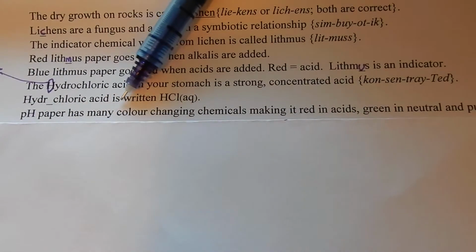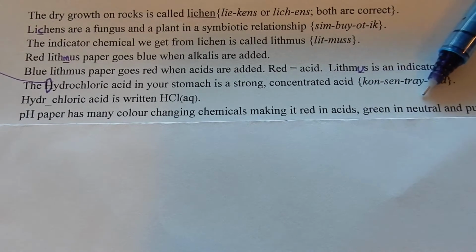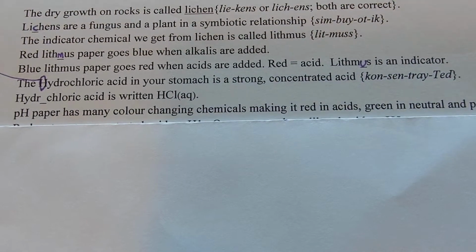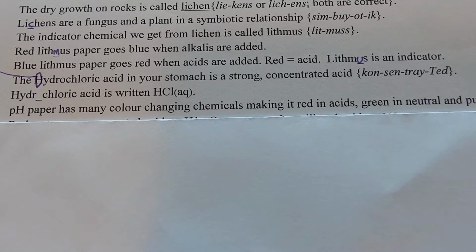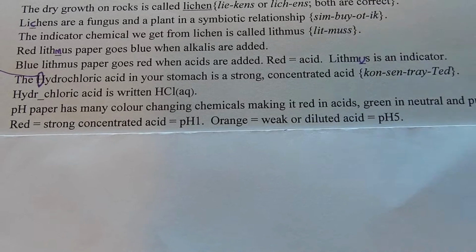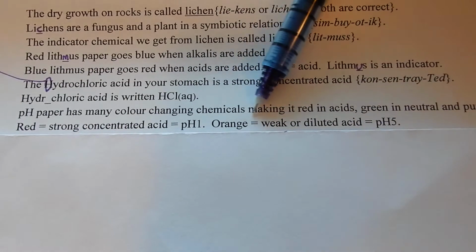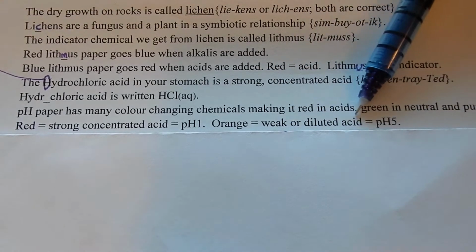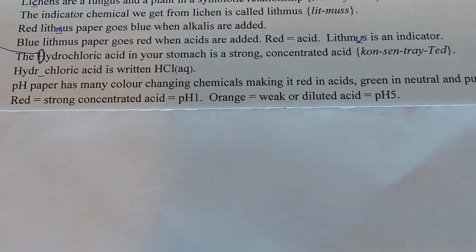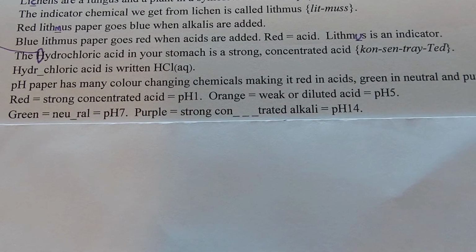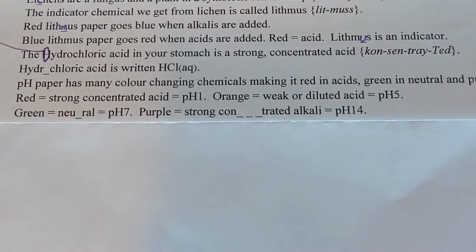pH paper has many colour changing chemicals, making it red in acids, green in neutral, and purple in alkalis, the purple of bruises. Blood red for acid. Red equals strong concentrated acid equals pH 1. Orange equals weak or diluted acid equals pH 5. 7 is neutral, so as the numbers go up, it gets more alkali. Green equals neutral, pH 7.